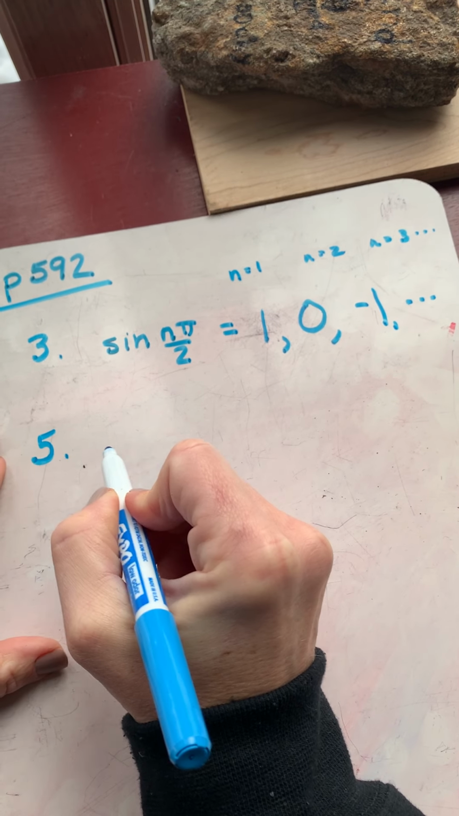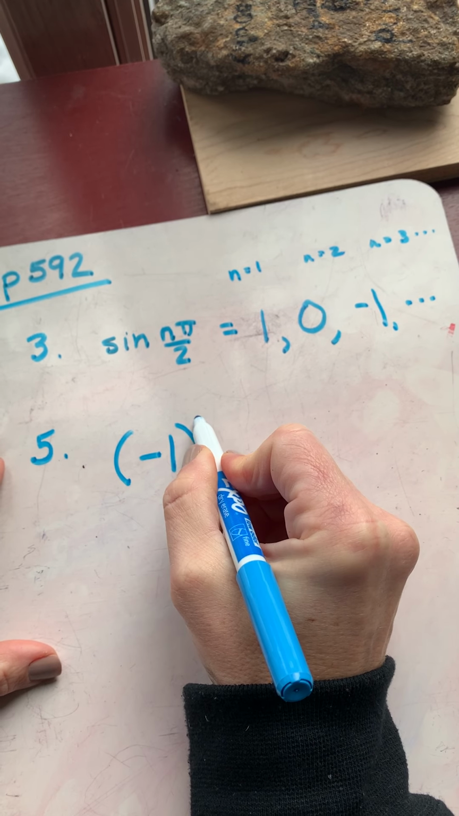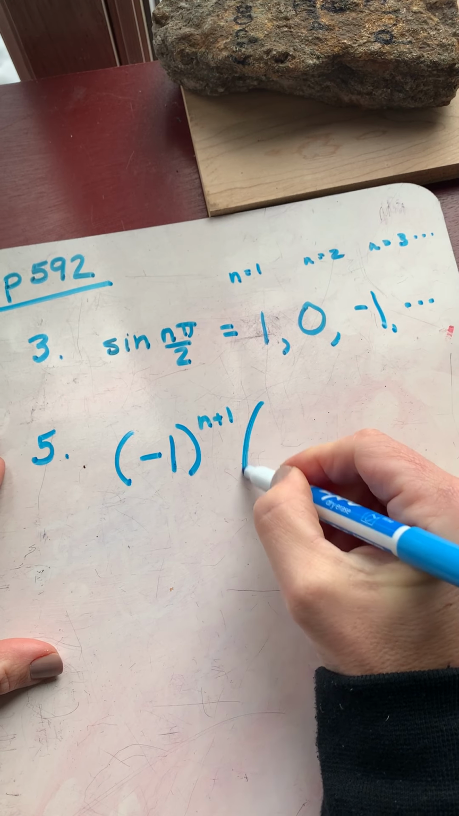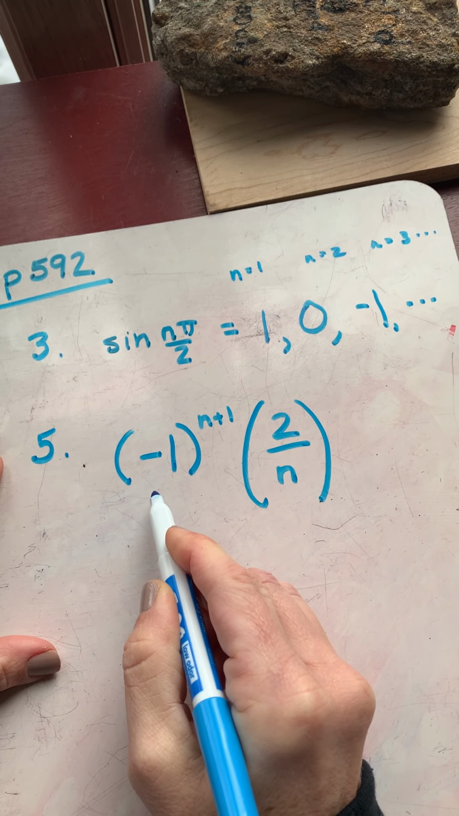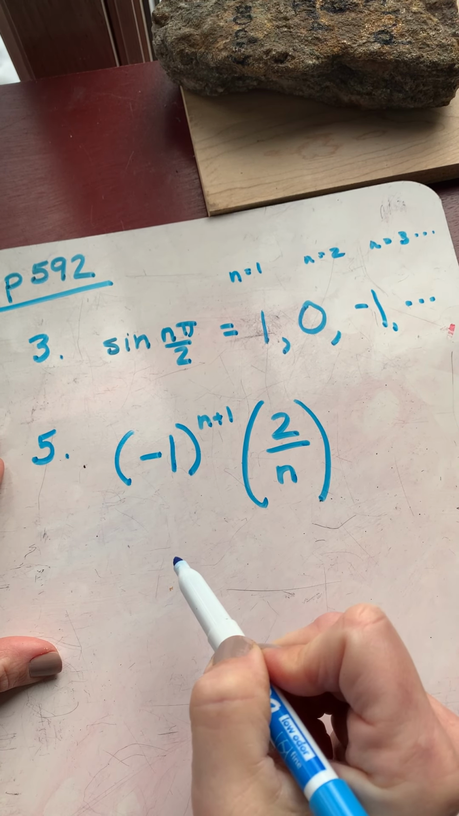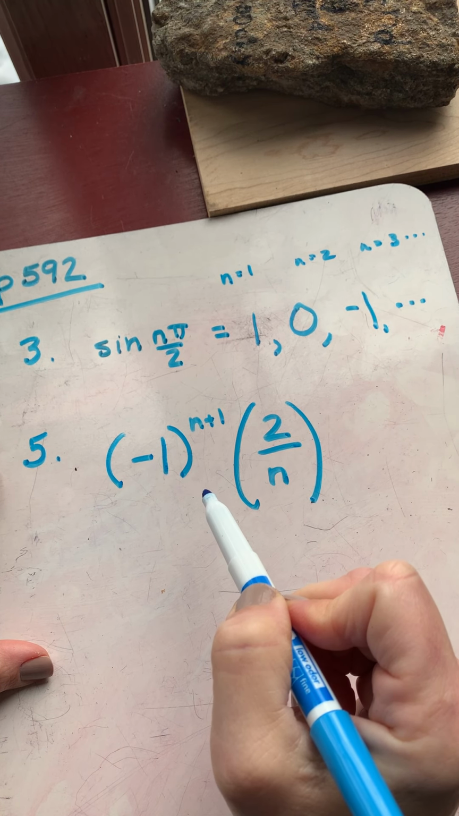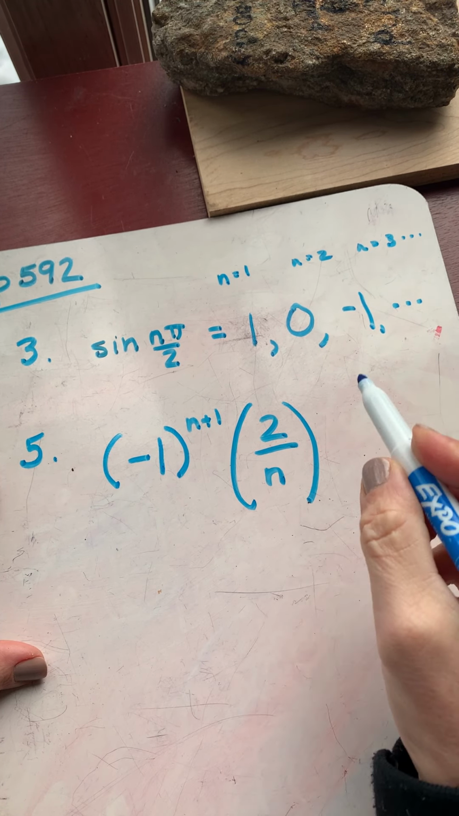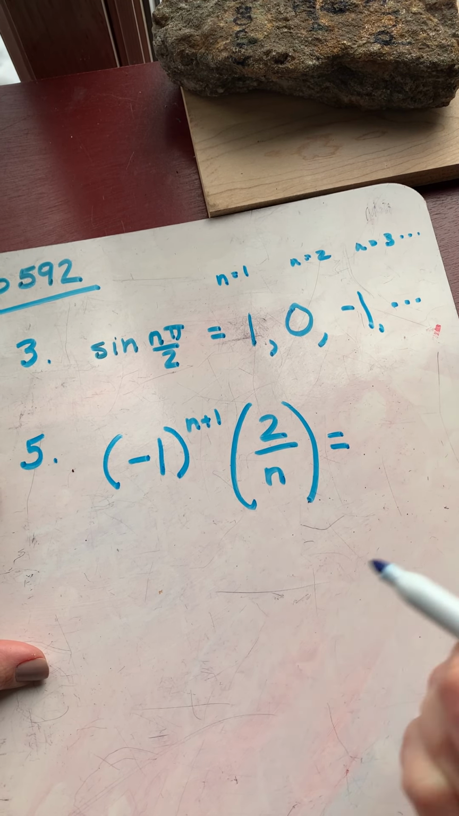Number 5, I wanted to point out this thing, the (-1) to the n plus 1. We're going to talk about it again in more detail, but I call this an alternator. When I see -1 to a power of n, even if the power is n plus 1, I know that's going to make the signs of my numbers in the sequence alternate. Negative, positive, and so on.